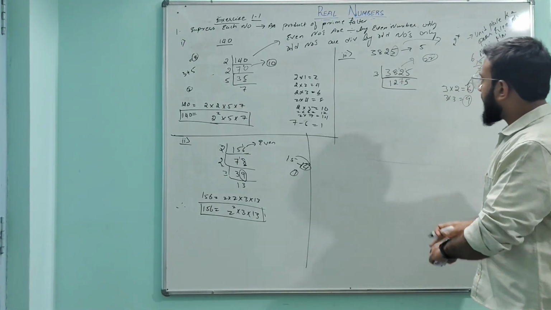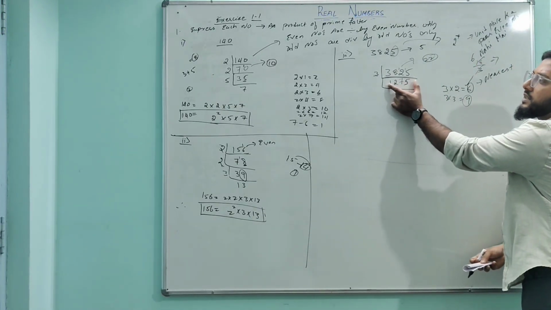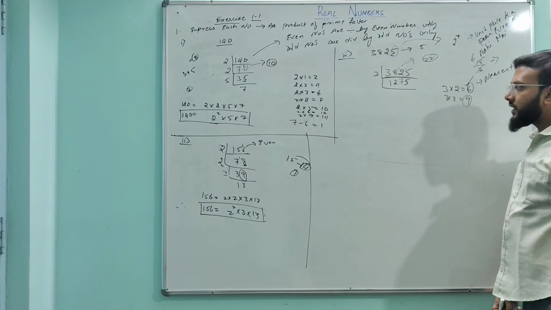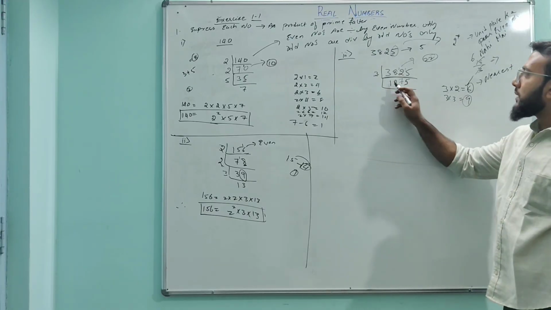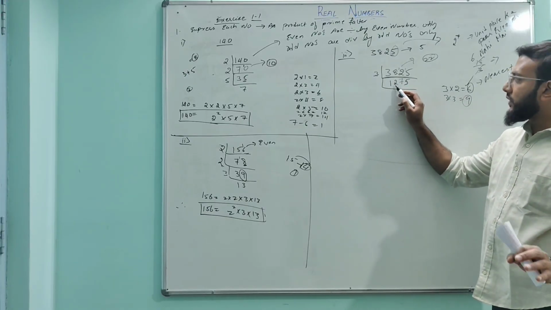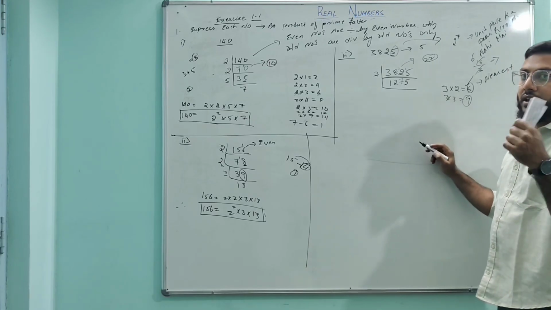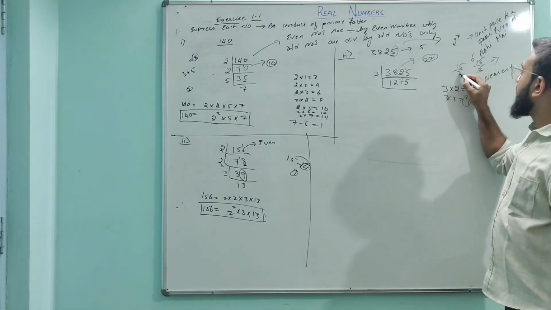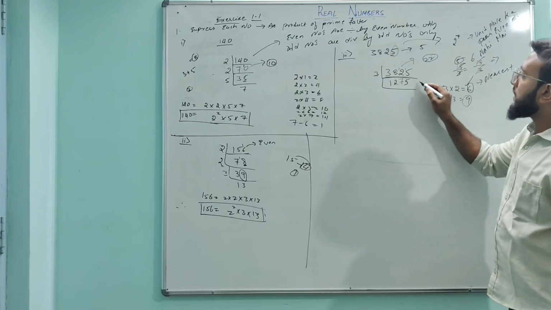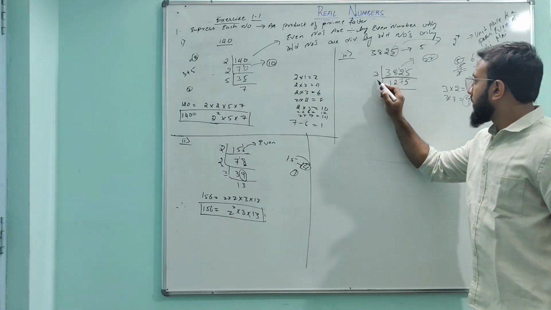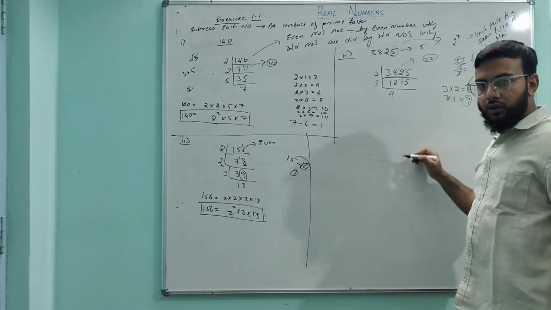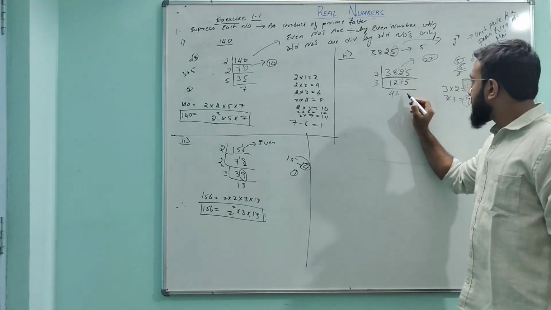Next, can I further divide this number by 3? How to check? I told you, sum of all these digits. 1 plus 2, 3, 3 plus 7, 10, 10 plus 5, 15. Is 15 divisible by 3? Yes, obviously 15 is divisible by 3. Hence the whole number is divisible by 3. 3 fours are 12. 3 twos are 6, 1 carry.